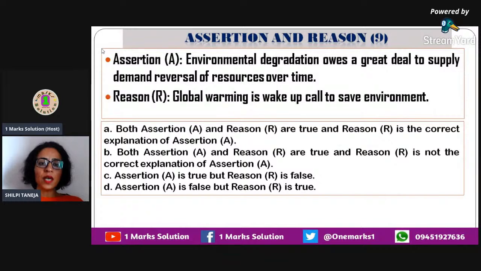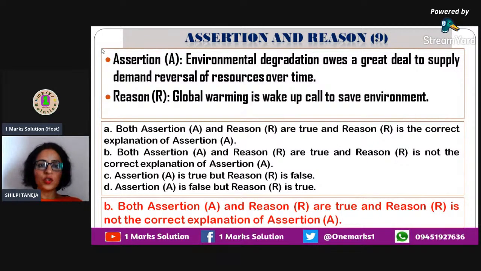Next question says environmental degradation owes a great deal to supply demand reversal of resources over time. Now what does that supply demand reversal mean? It means right now our demand is more than the supply of the resources. It should be reversed, so that the supply should be more than the demand of the resources. So it is true. Reason says global warming is a wake-up call to save environment.